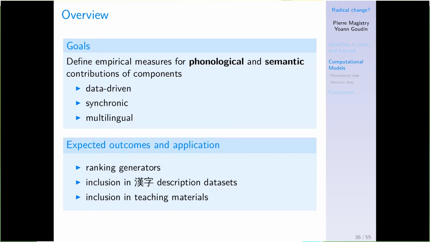We hope to provide some method that would be data-driven, that would rely on synchronic data, so from languages of nowadays that are easily collected, and that can be applied in a multilingual fashion, because as we saw, the sinograms concern many different languages. So what we expect to obtain are this kind of ranking, so we can adapt our discourses and teaching materials and enrich the description of the Han script.